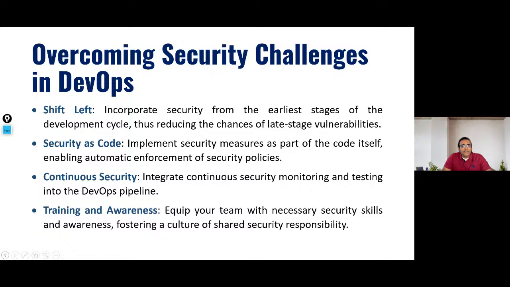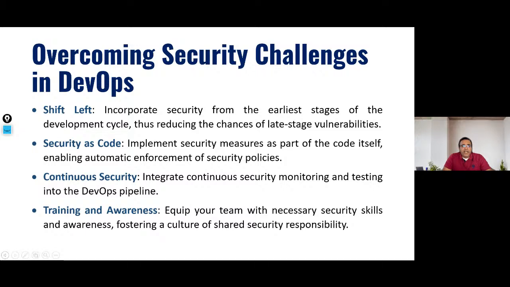Second point is security as code. Implementing security as code itself, enabling automatic enforcement of security policy. It can be in multiple ways. One thing is looking at the source code itself, checking whether there are any issues at the source code level. Looking at the configurations at an earlier stage itself, and there should be some kind of automatic enforcement. This should be there. Without doing this, we cannot go further. That is the thing about security policies also.